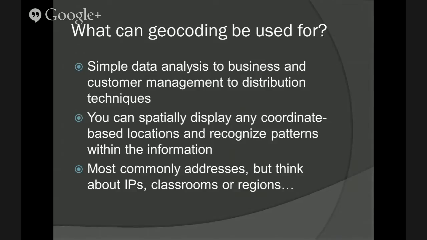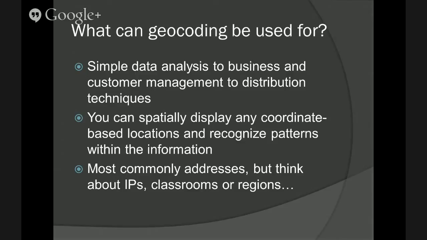Geocoding can be used for a lot of different purposes. Most commonly it's used when dealing with address data. It could be used for some simple data analysis where a business wants to do customer management or look at potential distribution routes based on where customer locations are. You can also plot different types of coordinate-based information and look at different patterns within the data. So geocoding is all about plotting point data.